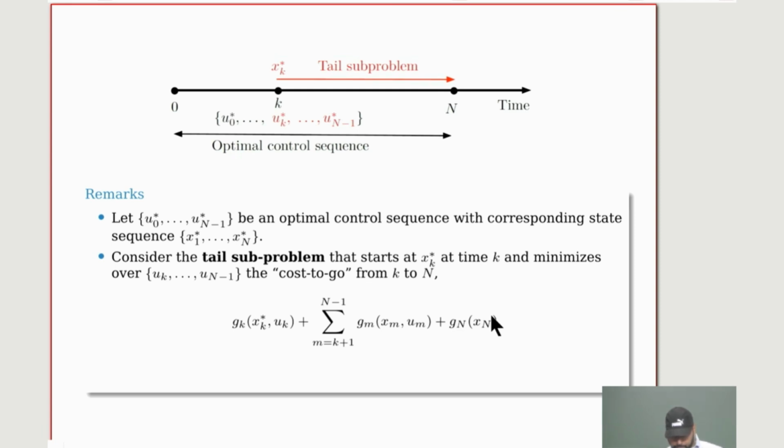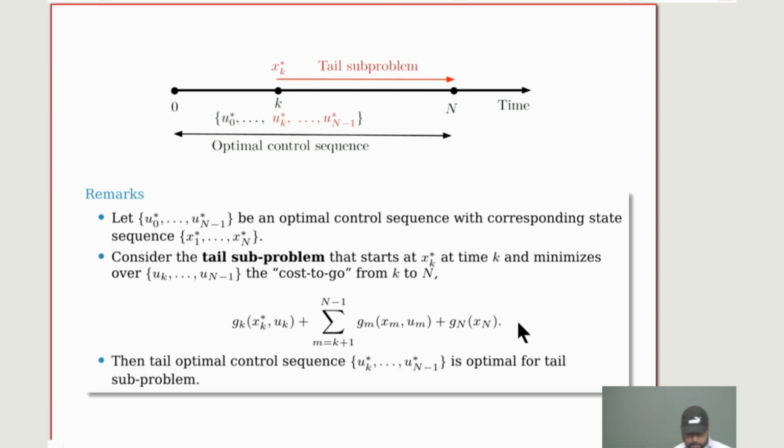Just like initialization has some cost, you can think of terminating something has cost. Okay, and before that you were taking controls to reach a certain state, but then you reach n, and then ending the task has the cost gn xn. Okay, reaching there has cost, then ending the task there has the cost gn xn. So that's why we don't see any control here. Then the tail optimal control sequence, this is optimal for the tail subproblem. So that's what we say.